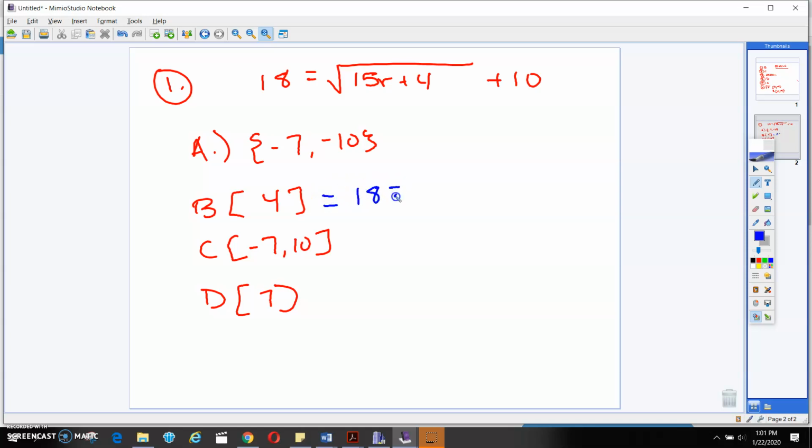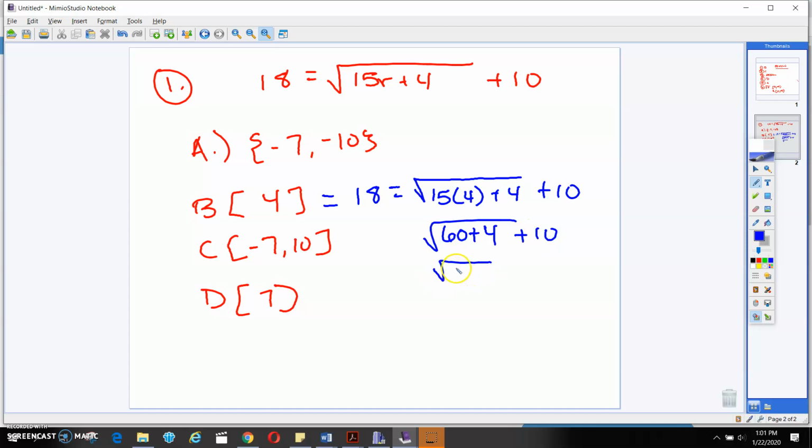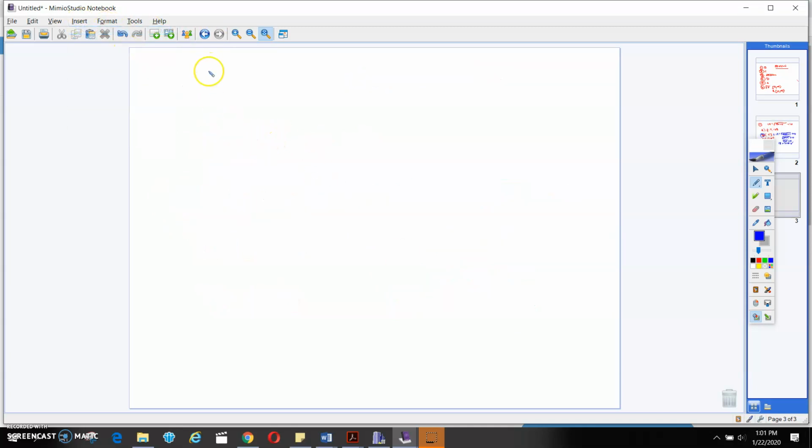18 equals the square root of 15 times 4 plus 4, plus 10. So on this side, I would have 15 times 4. What would that give me? 60. What's 60 plus 4? So this is going to be the square root of 64, which is going to be 8. 8 plus 10 is going to give me 18. So that's the only one that it works for. So B should have been my answer, right? Okay. All right. So what's the next one that I need to talk about?